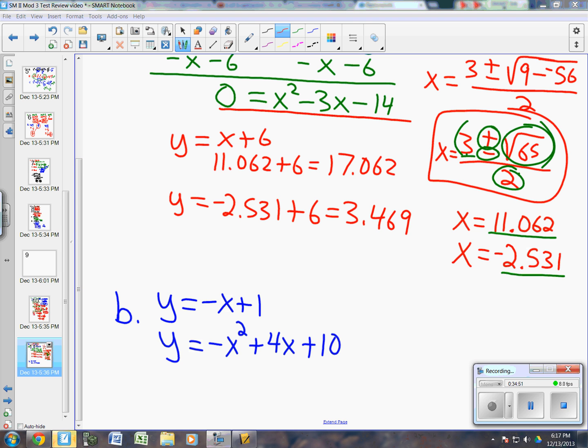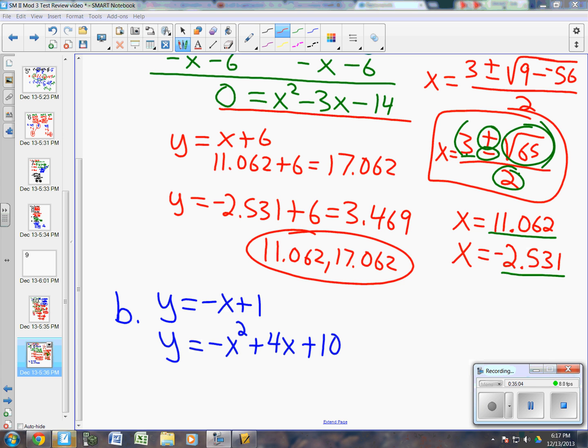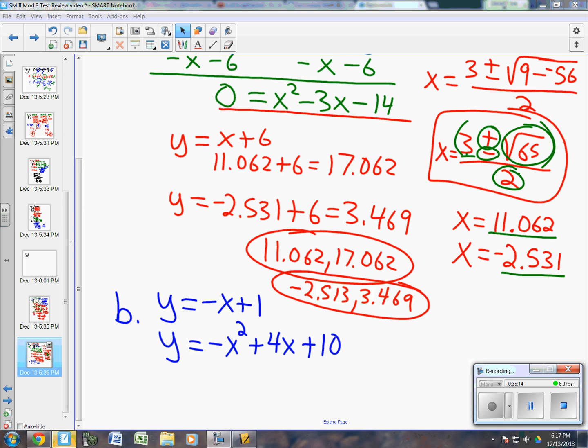Okay, so my two solutions are 11.062, comma, 17.062, and negative 2.531, comma, 3.469. Those are the two places that if you graph those on your calculator, that parabola and that line, they would intersect at those 2 points. 11.062, comma 17.062, and negative 2.531, comma 3.469.